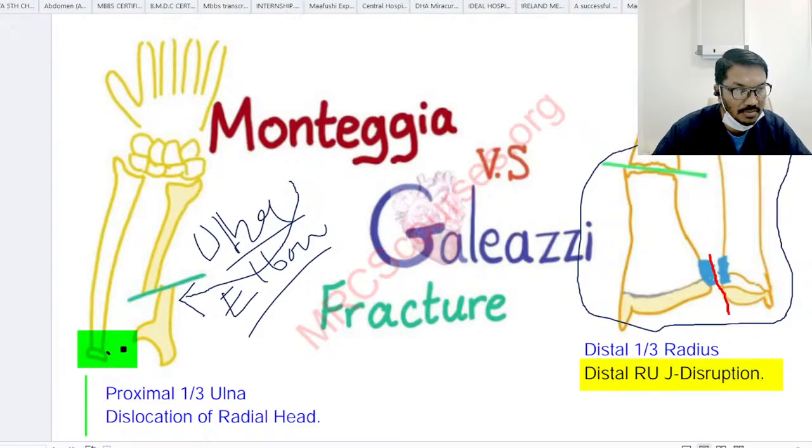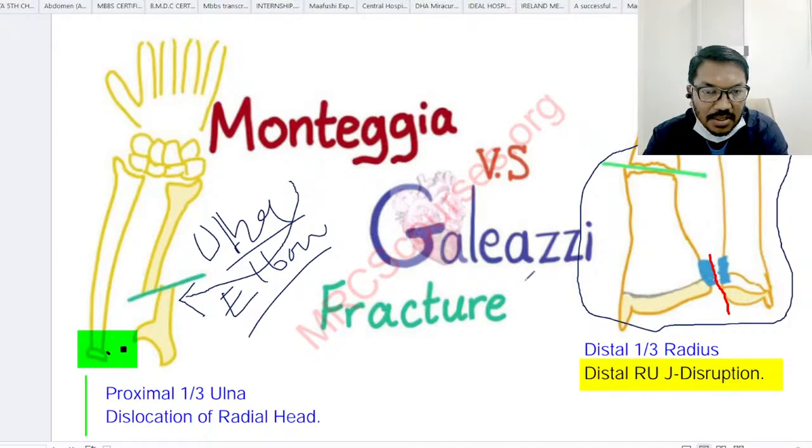Distal one third of the radius and the distal radio-ulnar joint disruption. In Galeazzi, both are distal. Fracture also distal radius, dislocation also distal radius.